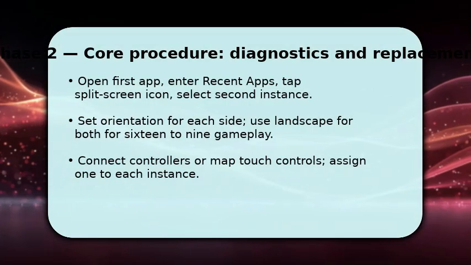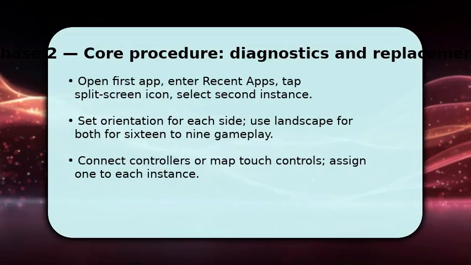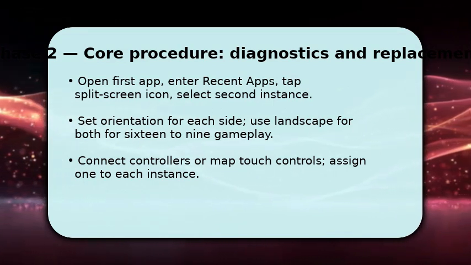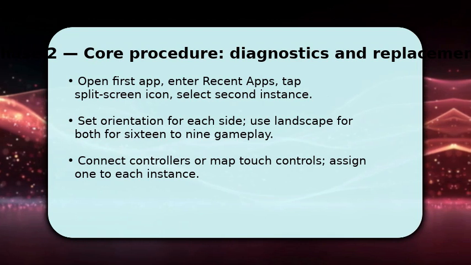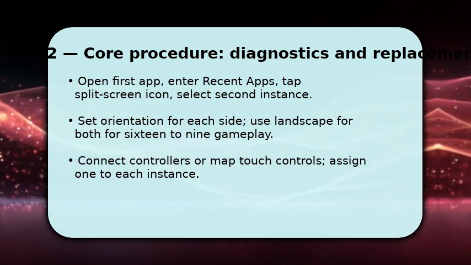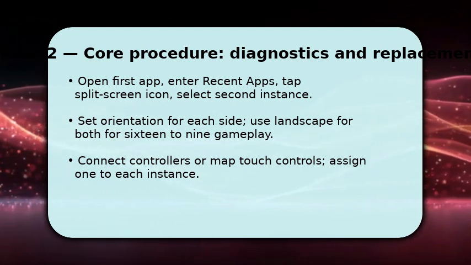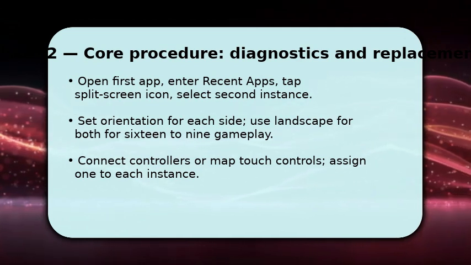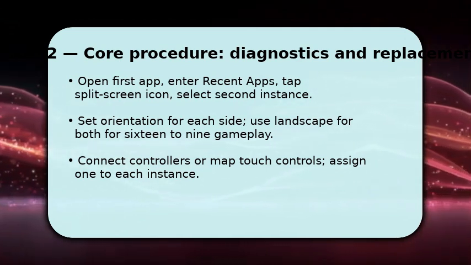Now position both instances into Android split screen mode. Open the first game, tap Recent, choose the split screen icon, and pick the cloned second instance. Make sure both sides use the same orientation. Landscape gives the best 16:9 usability, and adjust the divider so each player gets adequate view.